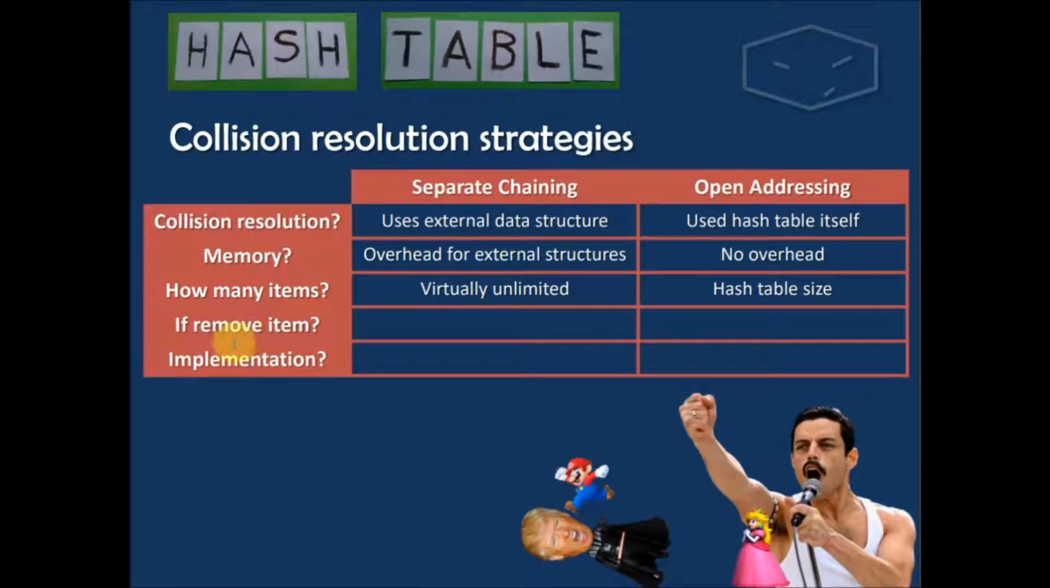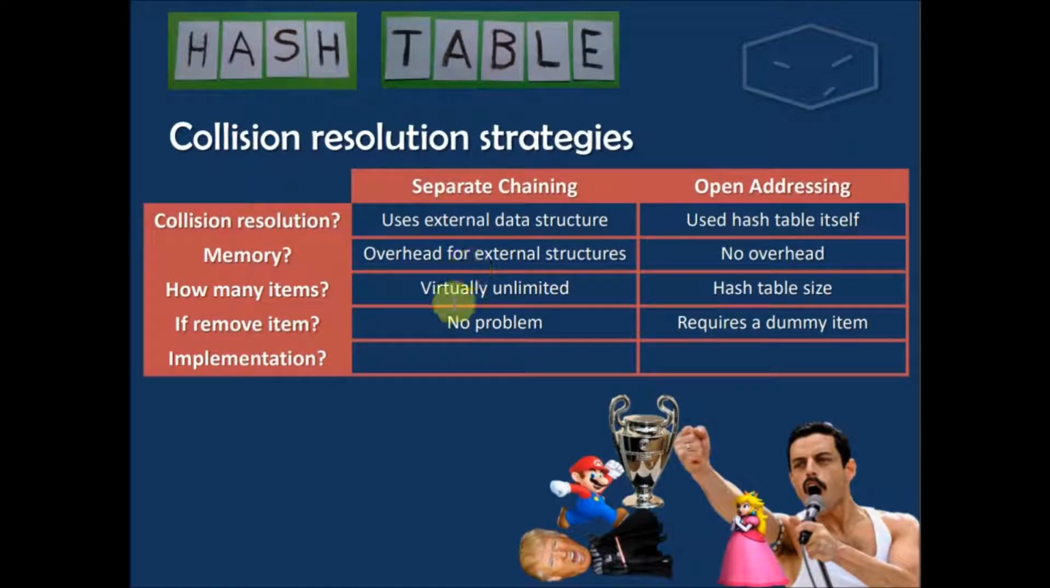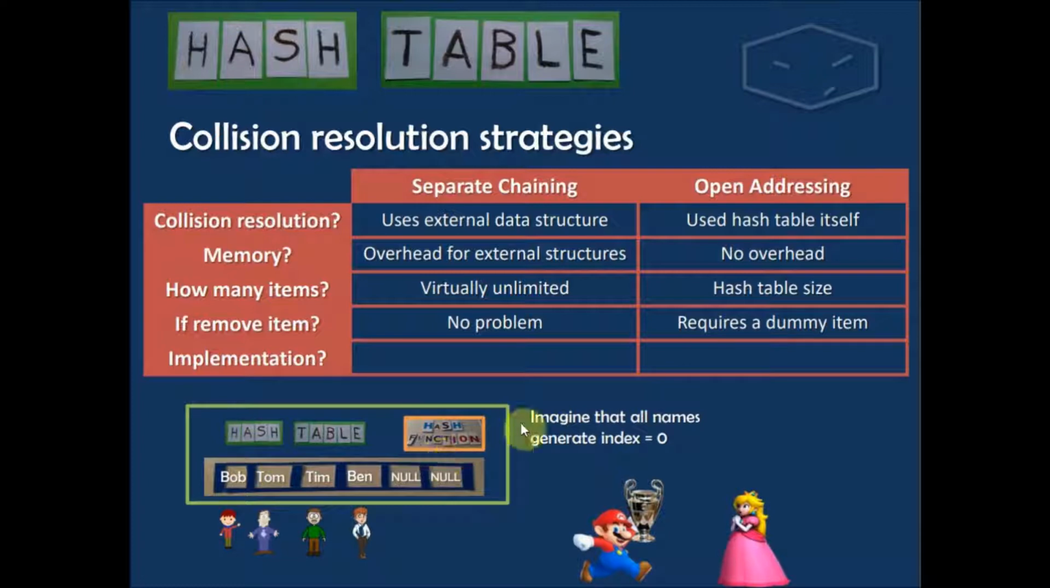About removing items, in separate chaining we don't have any problem, but in open addressing it requires a dummy item. What does this mean? Let's see. We have a hash table and imagine that all the names in the hash table generate the same index, the number 0. So we have Bob, Tom, Tim and Ben.